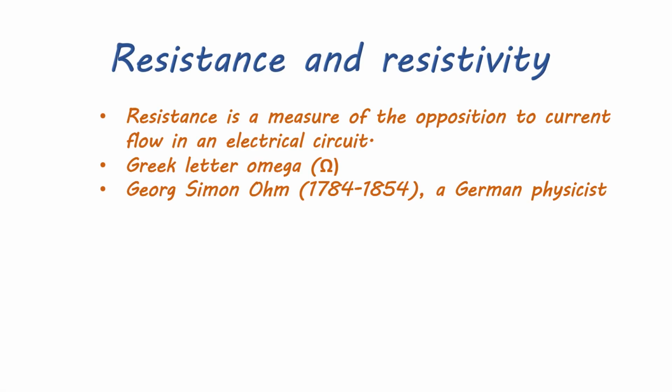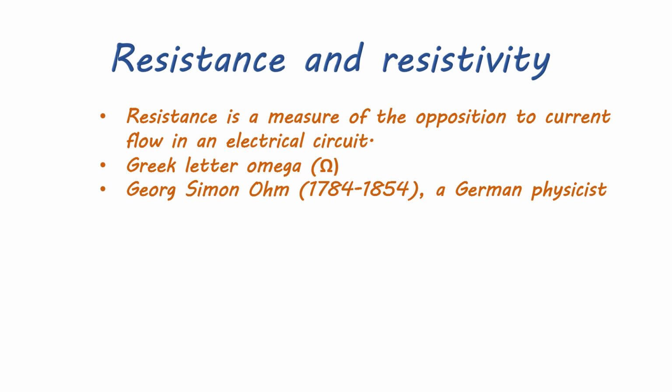So, resistance is a measure of the opposition to electric current flow in an electrical circuit. Resistance is measured, or we can say shown, in a Greek letter called omega. George Simon Ohm, born in 1784, died in 1854, a German physicist, introduced the ohm to us. So, this is the resistance.